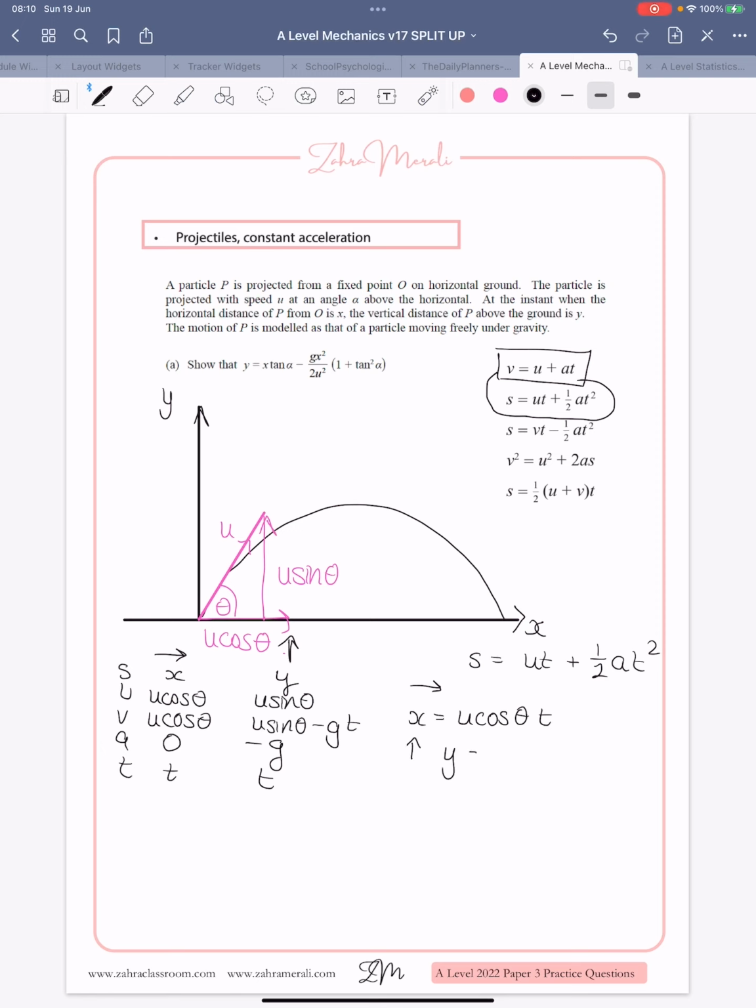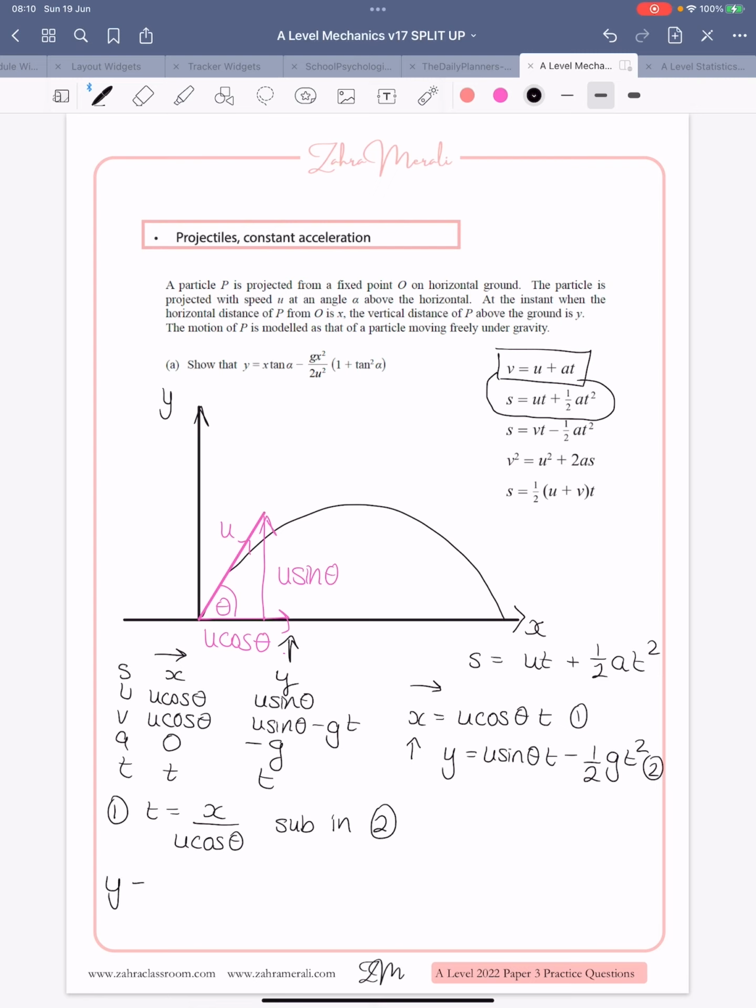Vertically, we're going to get y equals u sine theta t minus a half gt squared. Now if you have a look at this expression compared to the expression above, there's no t, so we want to rearrange this for t. So we take that first one and we say, well, t equals x divided by u cos theta. And we sub into 2.